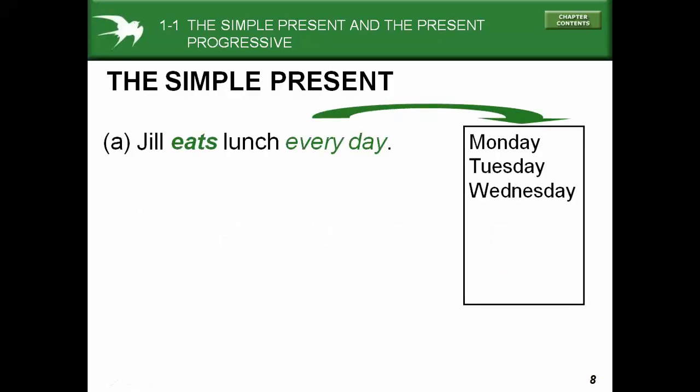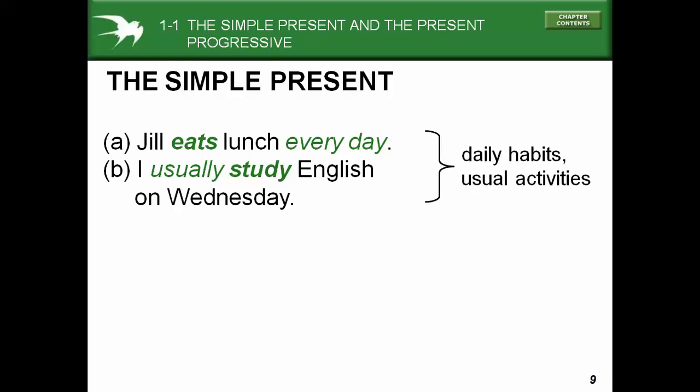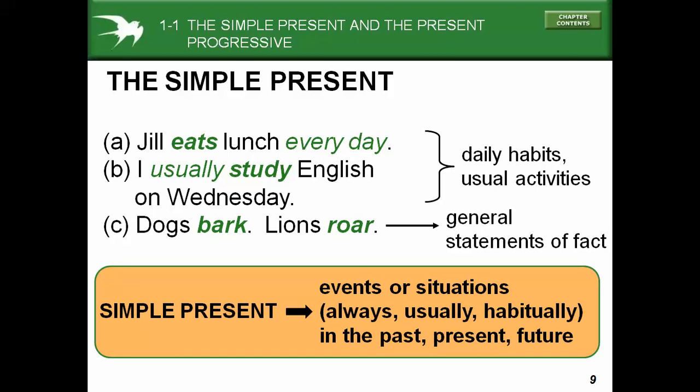Jill eats lunch every day. So it means every day, Monday, Tuesday, and so on. I usually study English on Wednesday. All these are daily habits, usual activities. Dogs bark, lions roar. These are facts, general statements of facts. Okay, so events or situations that happen always, usually, habitually, in the past, present, and future.